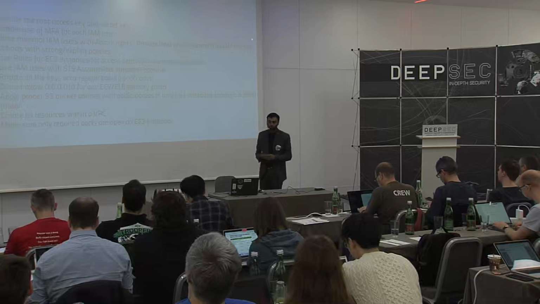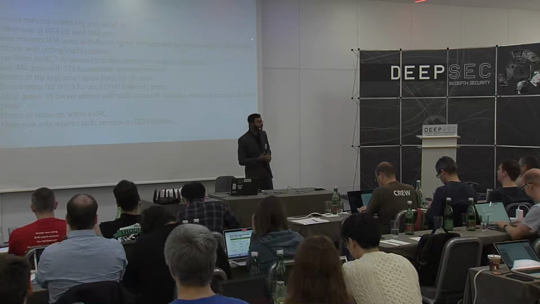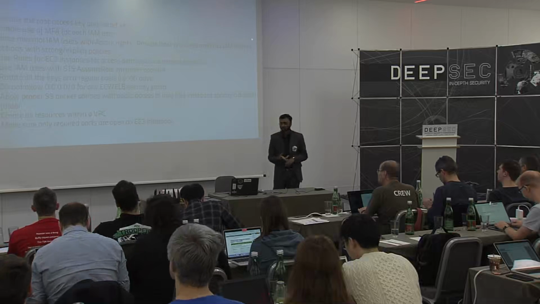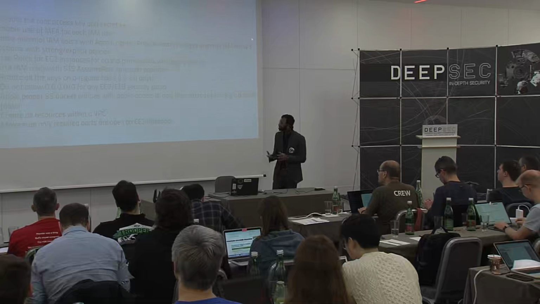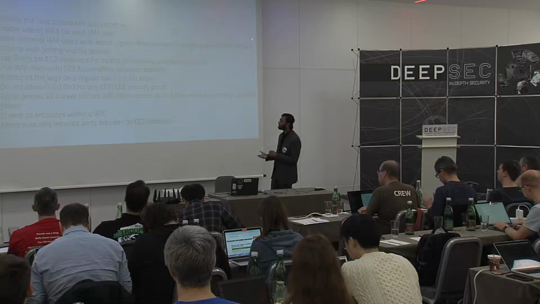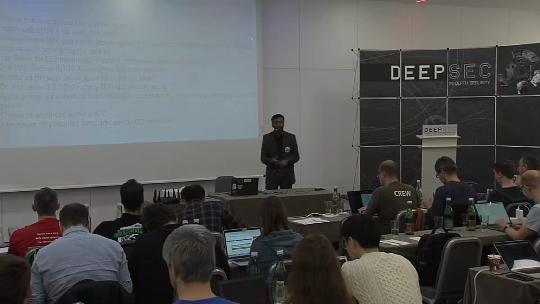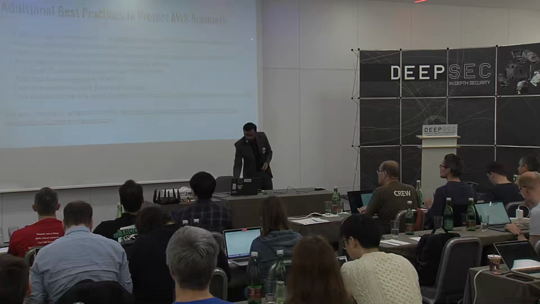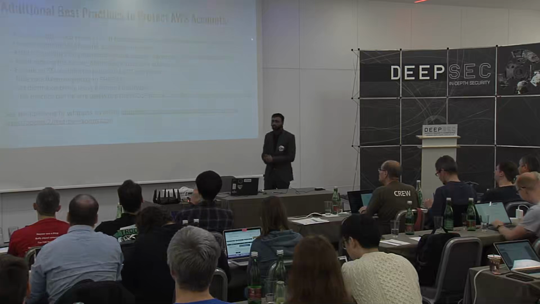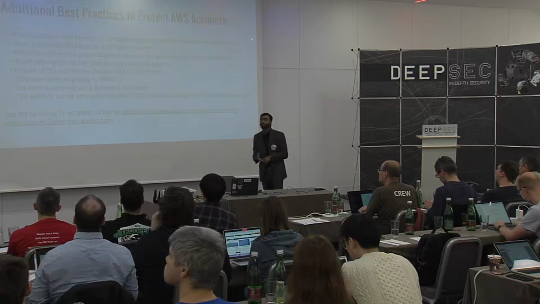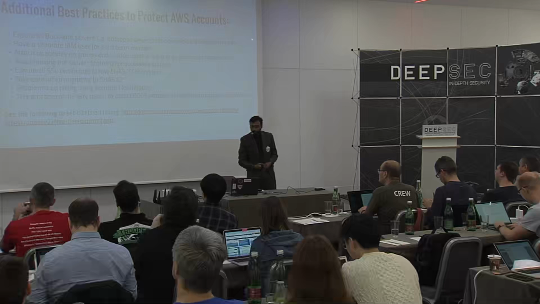MFA for each user, we have already talked about. Roles for EC2 instances. Rotate all the keys on a regular basis. Do not allow public IP addresses to access your EC2 instance. Apply proper S3 bucket policies. Create all resources within a VPC and things like that. And there are some additional best practices that you can refer to later, and a link as well, for setting up alarms on your AWS account.